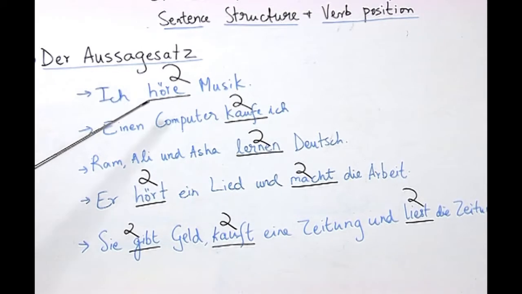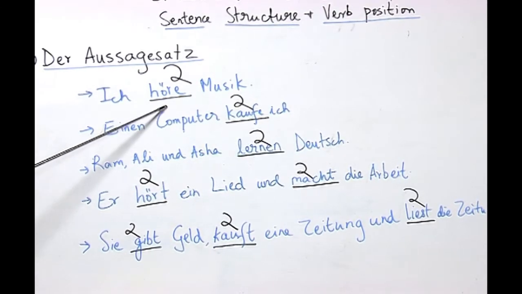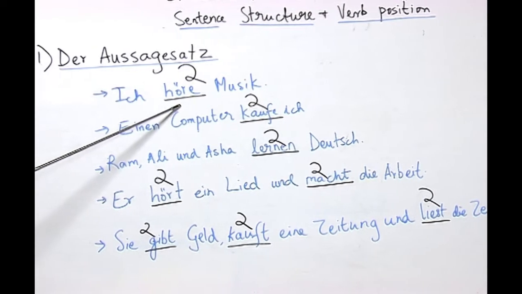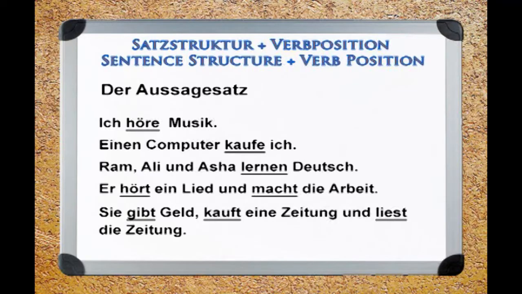In a German sentence, the verb always remains at the second position. It is one of the most important rules of German sentence structure. The verb never ever changes its position in a statement. It remains in these statements always at position number 2.